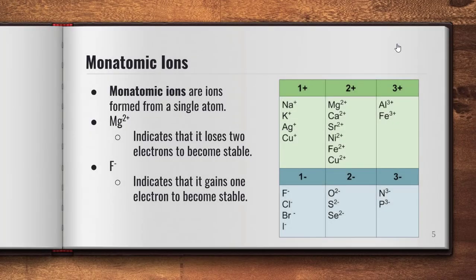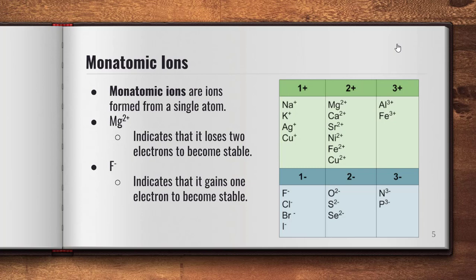Now, monatomic ions are ions that are formed from a single atom. The reason these are formed is based on the number of electrons that it either gives or accepts in order to get to that octet rule we talked about earlier. So for example, Mg with a 2+ charge indicates that it's going to lose 2 electrons in order to become stable. That's why it has a 2+ charge. It contains 2 more protons than electrons. It has lost those 2 electrons. Same thing with fluorine. With a minus charge, it indicates that it's going to gain 1 electron to become stable. That's why it is F-. It has a minus because it has 1 more electron than protons.